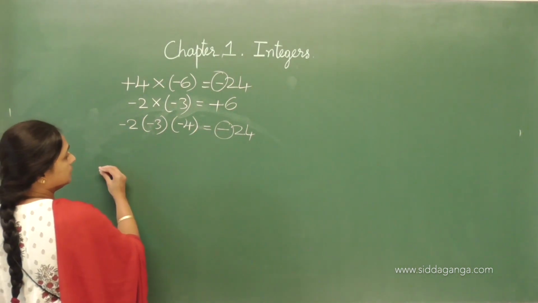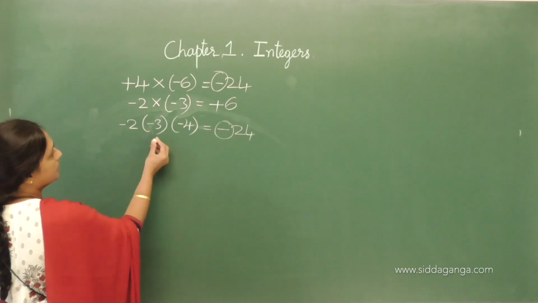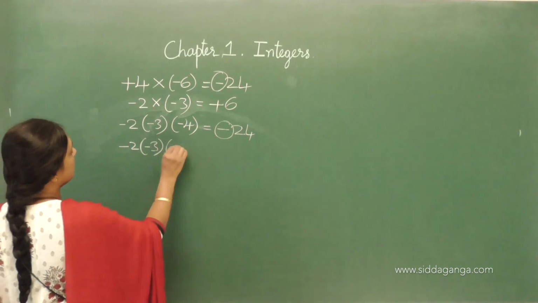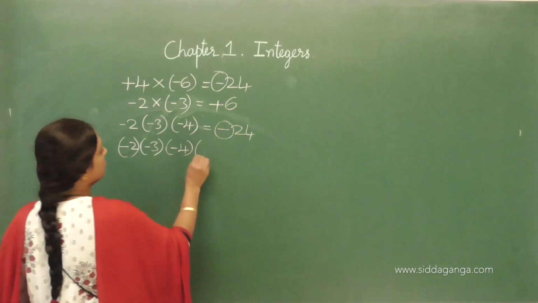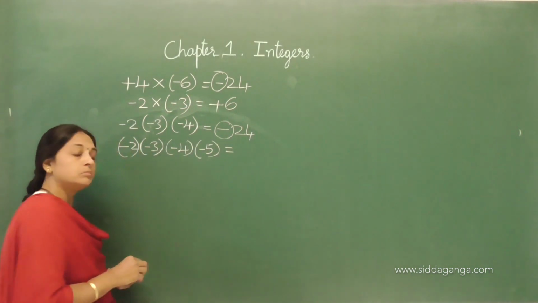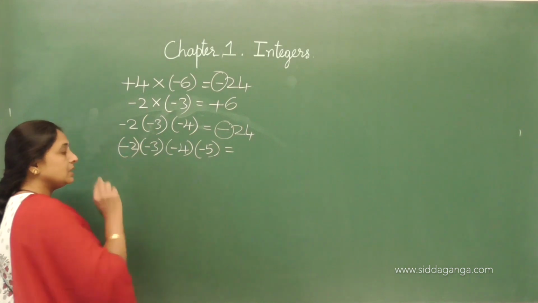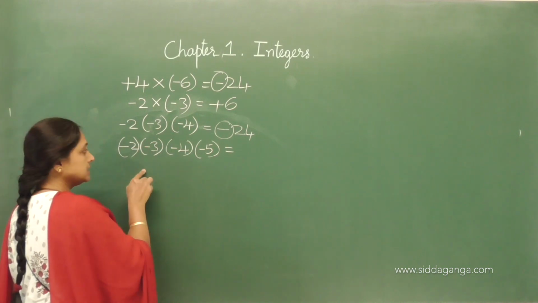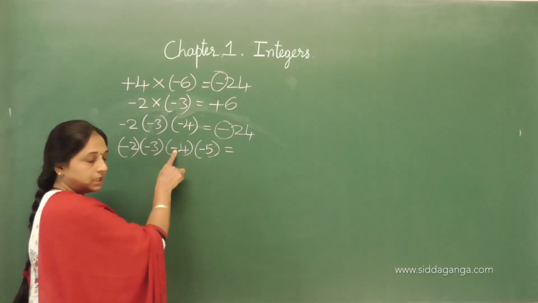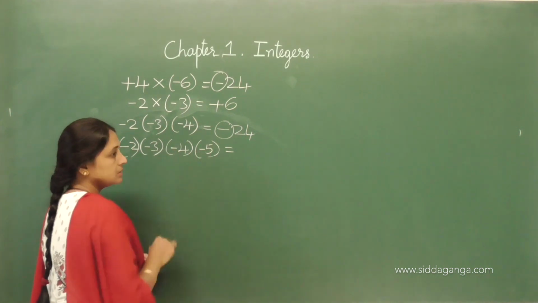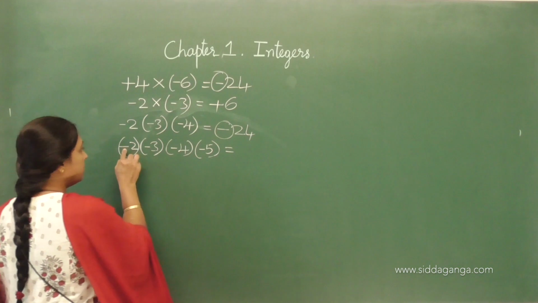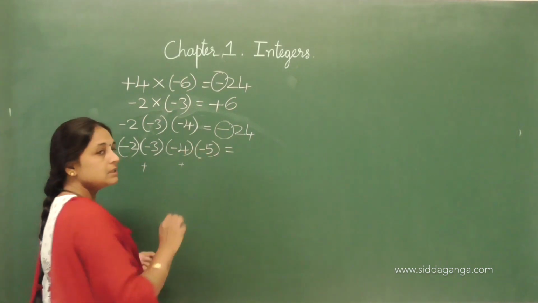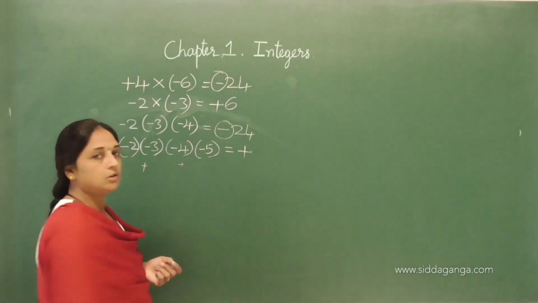When we multiply 4, let's take 4. Consider minus 2 into minus 3 into minus 4 into minus 5. So I took 4 negative integers here. First multiply the signs. Minus into minus is plus, plus into minus is minus, minus into minus is plus. Otherwise we can do it like this: minus into minus is plus, minus into minus is plus, plus into plus is plus. So we get a positive integer.